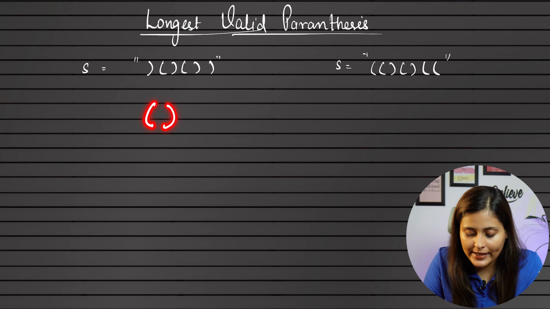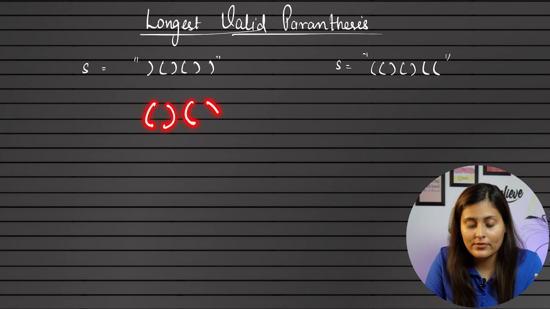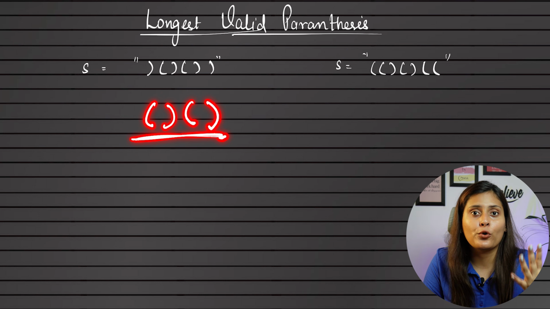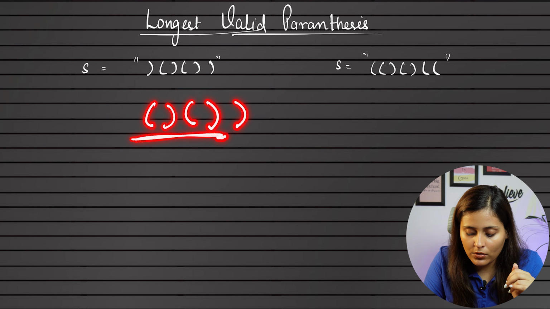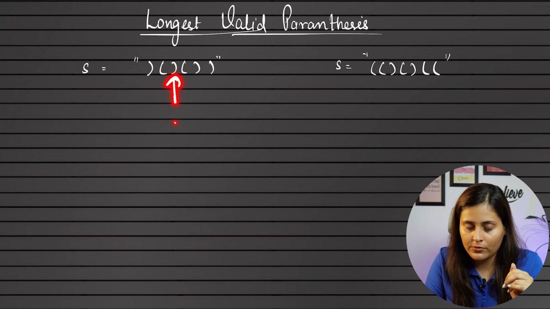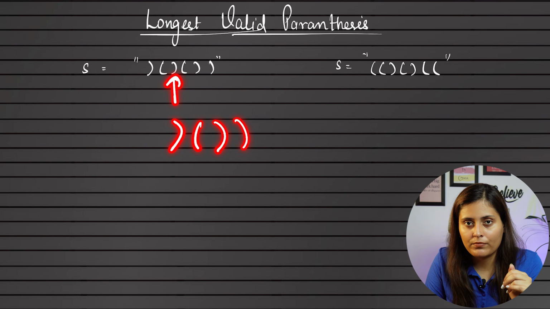So length is 2. Next time, no, it is not valid. Now, yes, it is valid. So length 4. So maximum 4. Save it. Now, no, it's not valid. Okay, leave it. Now, from this index, is this valid? No. This valid? No. This valid? No. This valid? No.